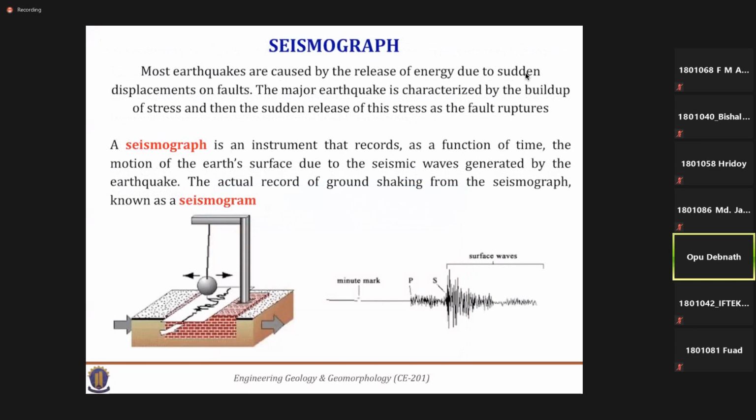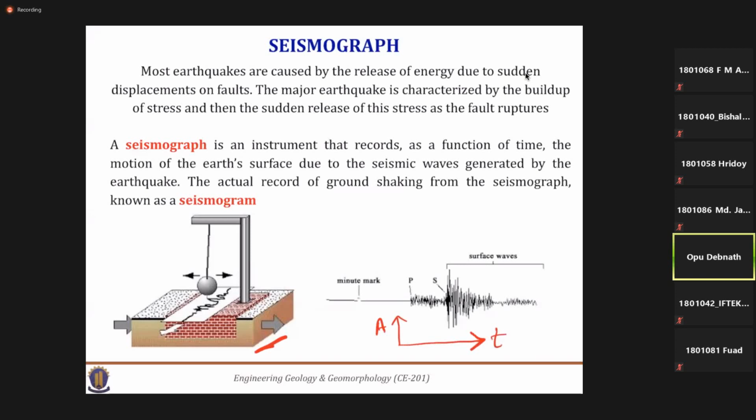In most cases, earthquakes are caused by the release of energy due to sudden displacement along the fault line. The major earthquake is characterized by build up of stress and then sudden release of this stress along the fault ruptures. The seismograph is an instrument that records the earthquake waves with respect to time. In this direction of the seismograph, this is the time, and in the y direction, this is the amplitude. Amplitude means the surface displacement amplitude.